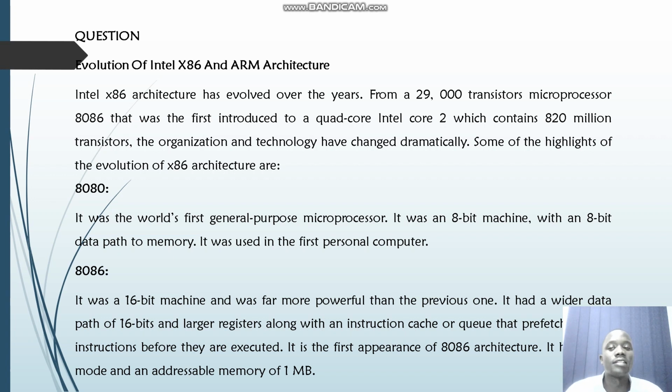Some of the highlights of the evolution of the architecture are the ones I am going to explain below. Looking at the 8080 architecture, it was the world's first general purpose microprocessor. It was an 8-bit machine with an 8-bit data path to memory. It was used in the first personal computers. Then you move to the 8086 architecture. It was a 16-bit machine and was far more powerful than the previous one.